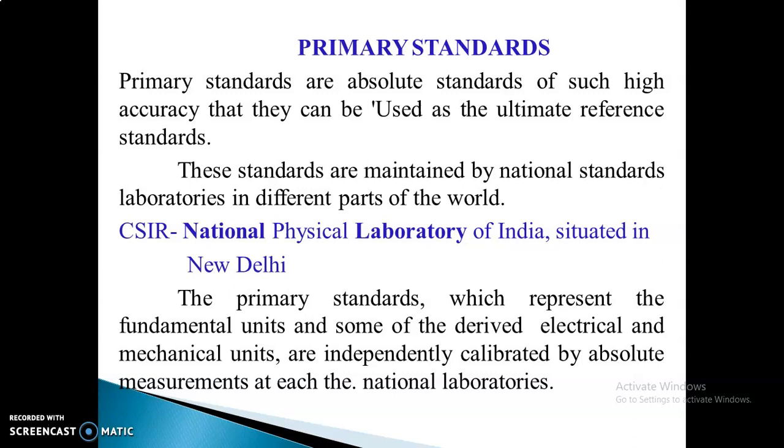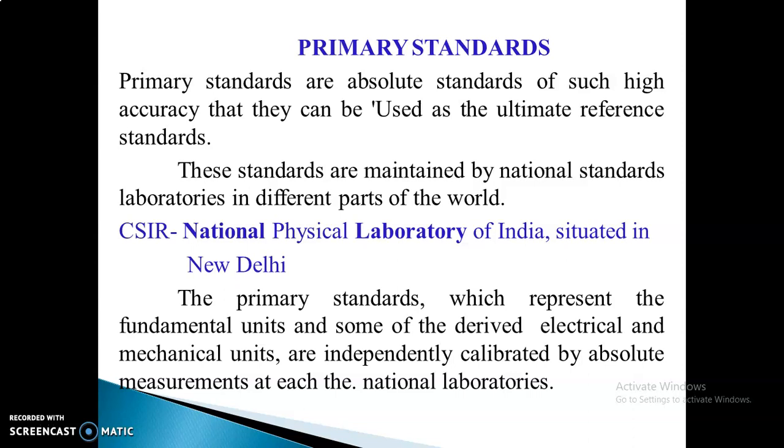The next standard is called the primary standard. Primary standards are also of high accuracy, and they are maintained by national standards laboratories in different parts of the world. They represent the fundamental units and the derived electrical and mechanical units, and they are calibrated by the National Physical Laboratory. In India, the National Physical Laboratory is situated in New Delhi for calibration purposes, and they are also not available outside the national level.